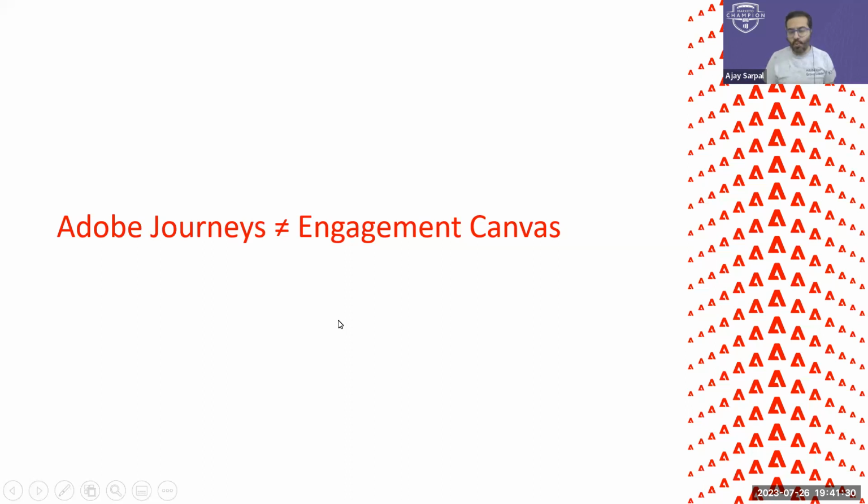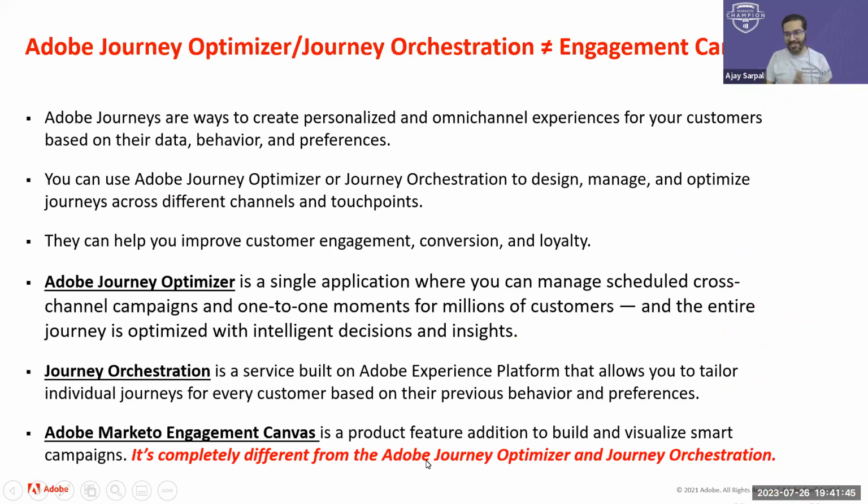So first things first, when Engagement Canvas was announced, it was announced as Journeys, and many people actually thought that we were talking about Adobe's Journeys getting into Marketo. Adobe Journeys are completely different from Engagement Canvas. Adobe Journey Optimizer and Journey Orchestration are two different tools, completely different from Engagement Canvas. Many people got confused with the name, and that's how Adobe ended up changing Marketo's Journeys to Engagement Canvas, so that it makes more sense to everyone.